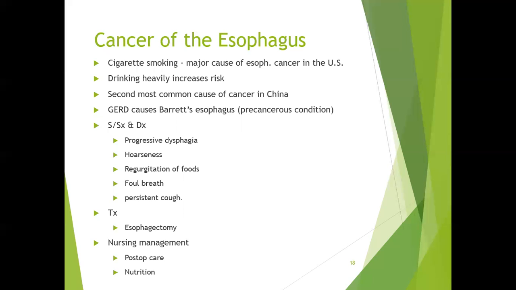Okay. Signs and symptoms and diagnosis of esophageal cancer include progressive dysphagia, it just keeps getting worse, hoarseness, the regurgitation of foods, severe halitosis or foul breath, and a persistent cough. We treat esophageal cancer with esophagectomy. Nursing management includes postoperative care after the removal of the cancer and nutrition, including a consult to a dietitian.